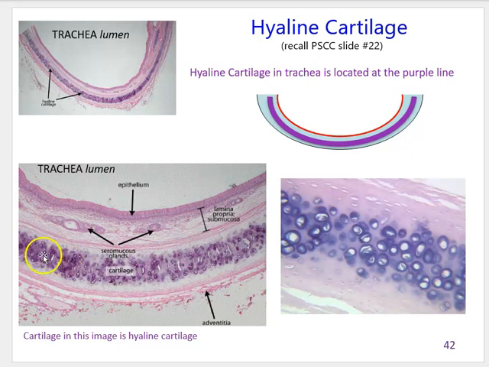This is trachea with a lumen here. That's where the air would be in the trachea. And this would be pseudostratified ciliated columnar epithelium, and a whole lot of other stuff, including areolar tissue. And then cartilage, hyaline cartilage.